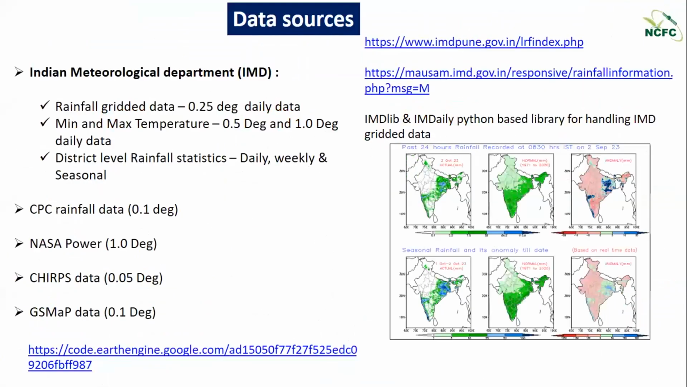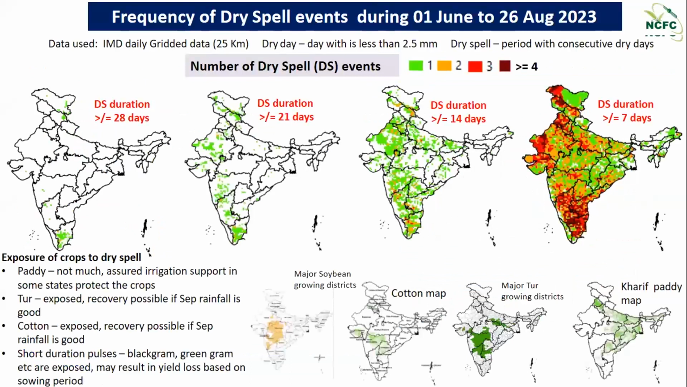And when I talked about this gridded data set, we have derived the dry spell events also from that. So if you have access to the data, you can do these kinds of analysis. You can see how many dry spells have occurred this season: 28 days, 21 days, 14 days. So you can see the pattern of the dry spell and which are the cropped areas where more dry spells are there. Like you can see in the analysis, the paddy area is having very few dry spells compared to the other grown areas. So these kinds of analysis can be done using these rainfall data.